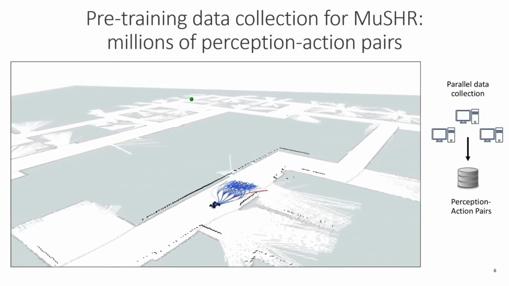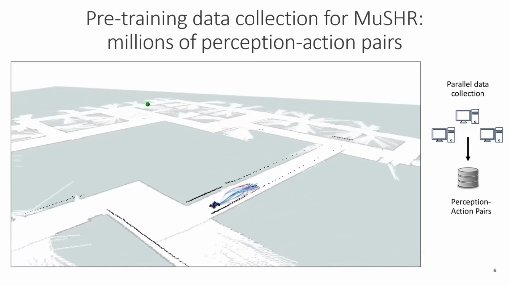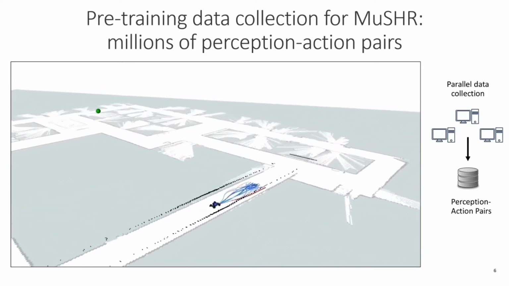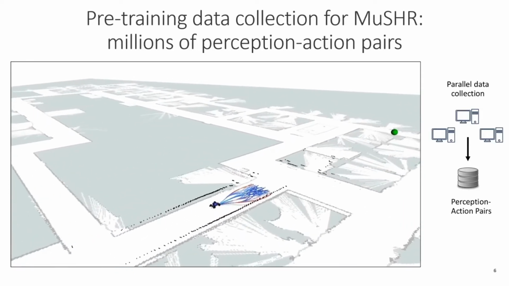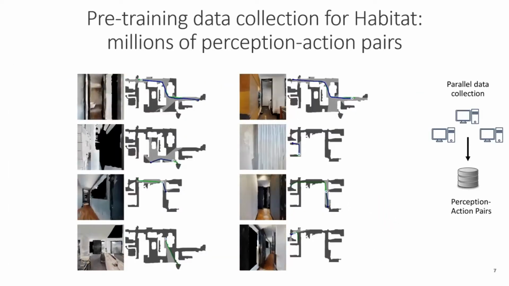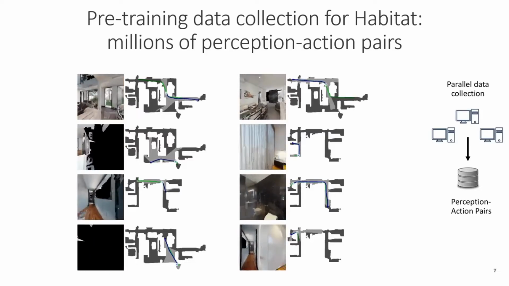Here you can see a video of the MuSHR platform, where we use the MPC controller and a trajectory library to collect several hours of navigation data in realistic hallway environments that were actually taken from a real-life office building. The second environment we tested was Habitat, where differently than MuSHR, we deal with a discrete set of actions, and also with RGB data information as the perception input.